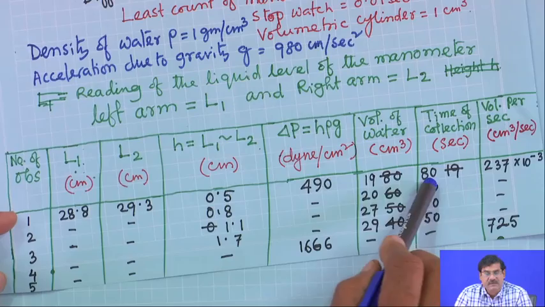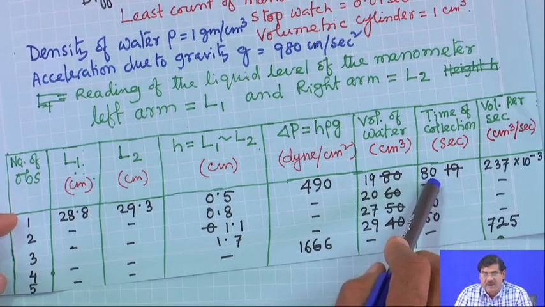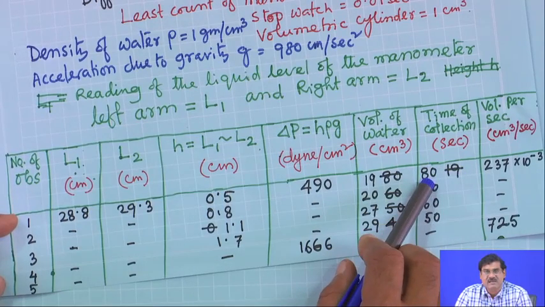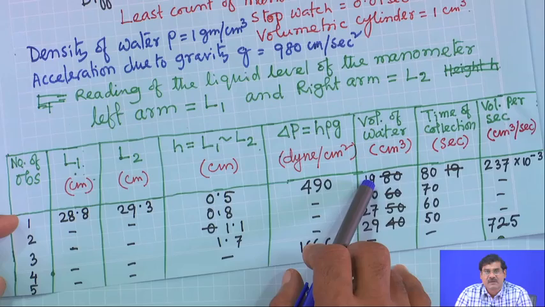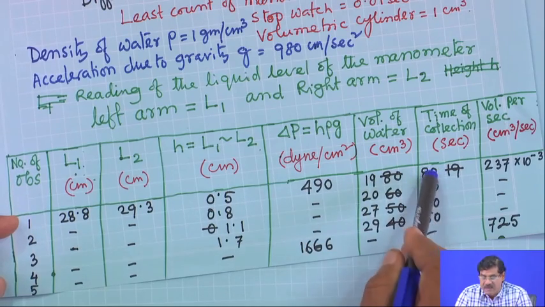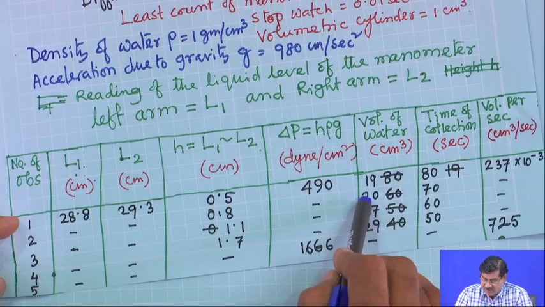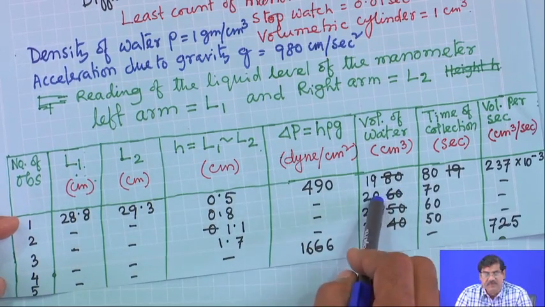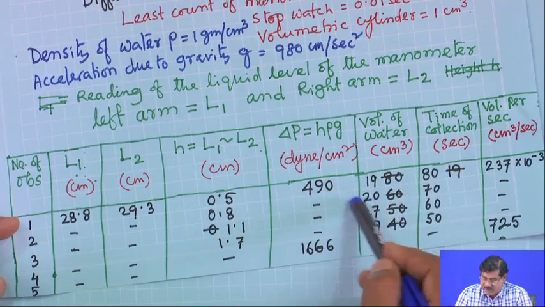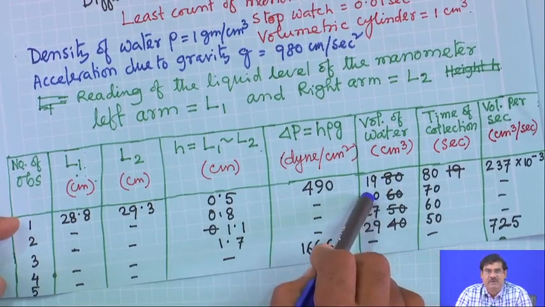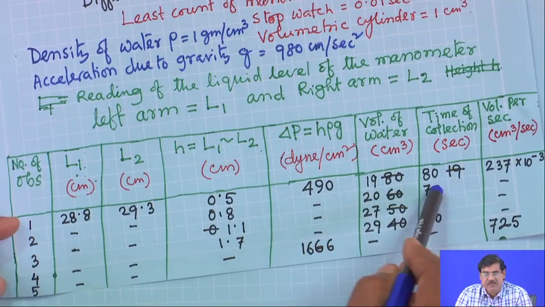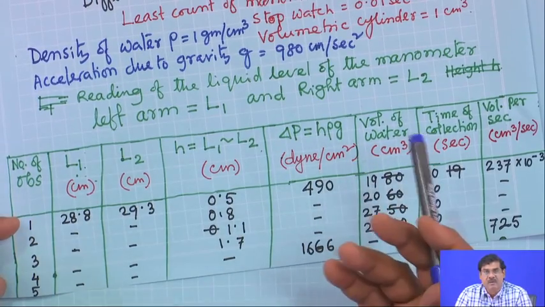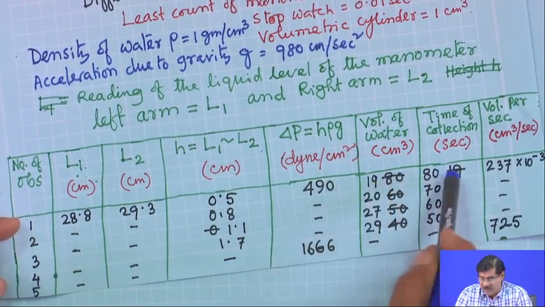Anyway, here we have collected for 80 seconds. It is better to collect for 2-3 minutes initially for this one. Then for the next one your time will be reduced, because the pressure is becoming higher, so the speed of the water will be higher. You will get a higher amount of water for the same time. So, to keep the amount of water in the same range, you can reduce the time.